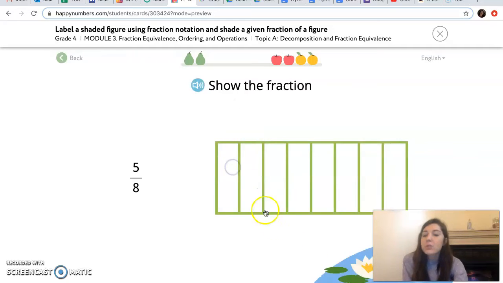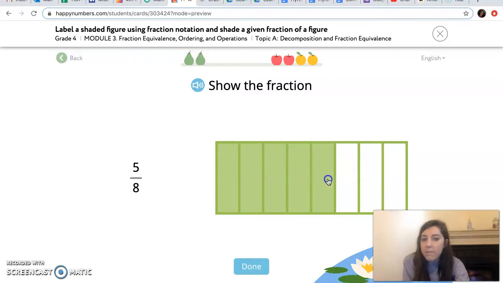Okay, now they want us to show the fraction. So 5/8, and I get to click these to fill them in. So I have 8 here, so I'm going to fill in 5 of those. 1, 2, 3, 4, 5. So that's 5/8.